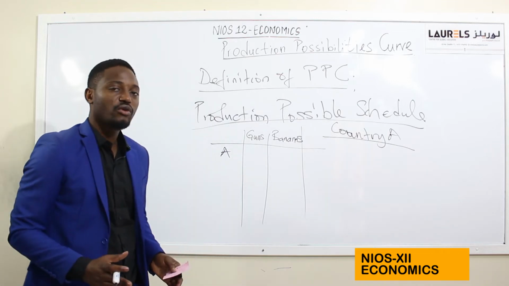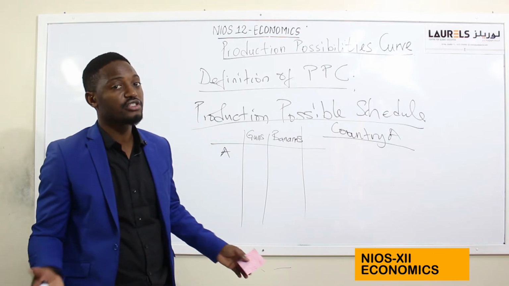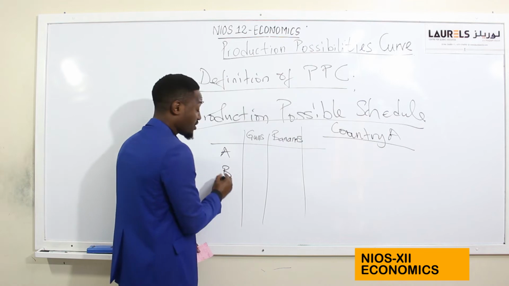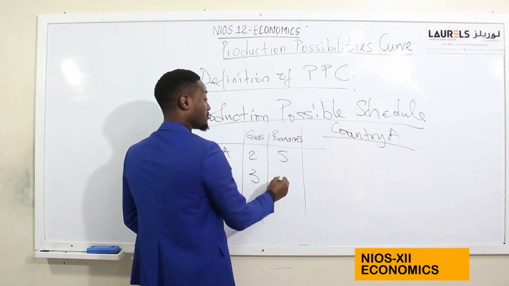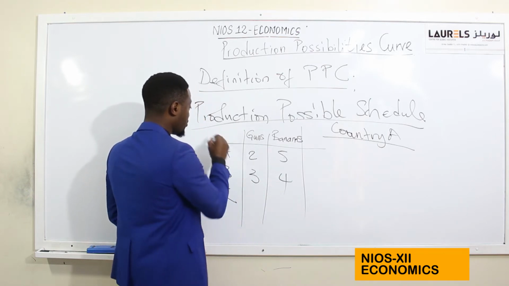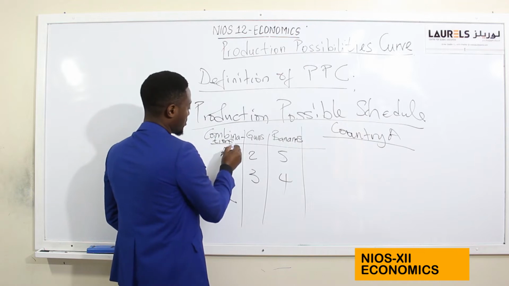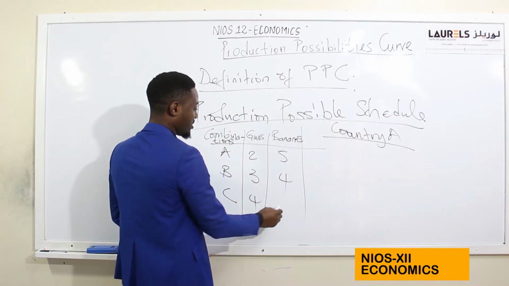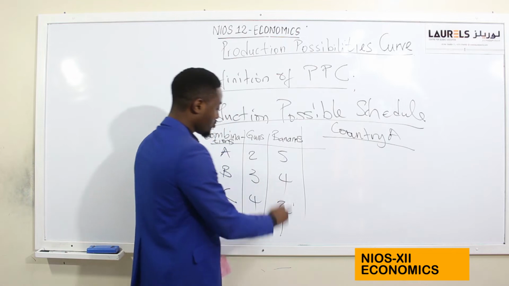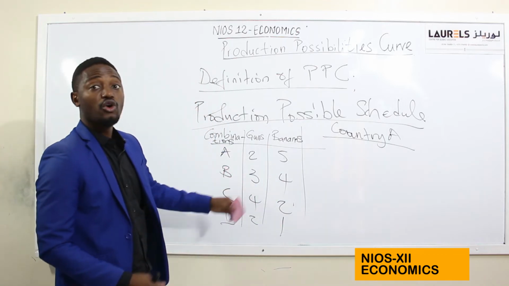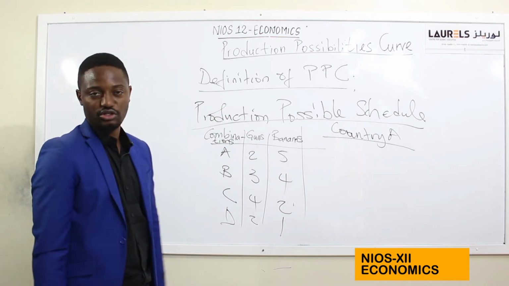I said before, a production possibility curve shows a combination of goods which can be produced from available resources present in an economy. All these figures are just imaginary, so we can say 2 guns, 5 bananas; 3 guns, 4 bananas. The next combination, 4 guns, 2 bananas. In the last combination we have 5 guns, 1 banana. So from this table we can plot this production possibility schedule on a graph and obtain the production possibility curve.